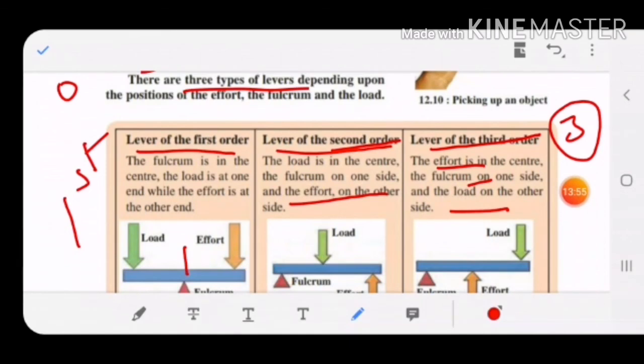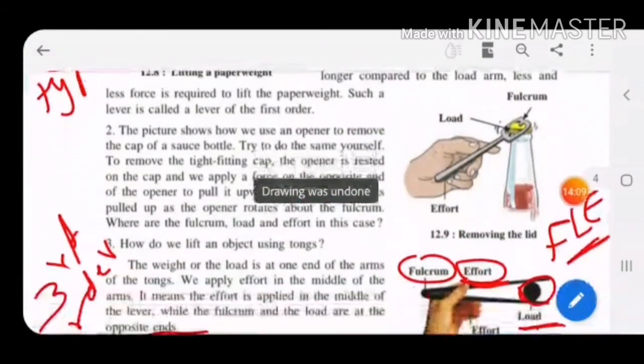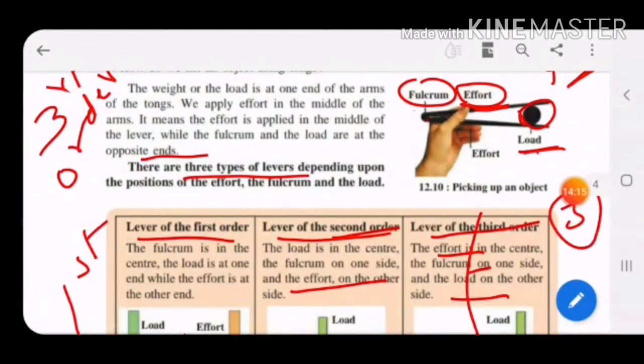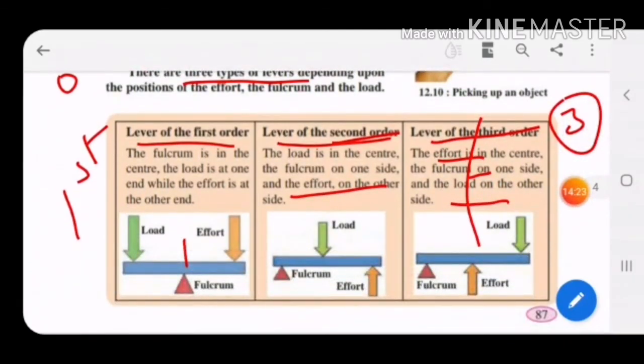And there are again three types of levers, children: first order lever, second order lever and third order lever. You can give the above examples: lifting a paperweight; for the second order lever, removing the lid with a bottle opener; and third, picking up an object with a pair of tongs. So these are the three types of levers depending upon the position of effort, fulcrum and load. If fulcrum is in center between load and effort, it is first order. If load is in center between fulcrum and effort, it is the second order lever. And if effort is in between the fulcrum and load, it is the third order lever.